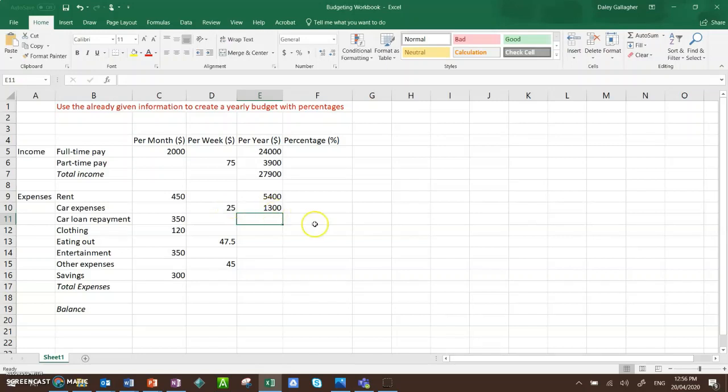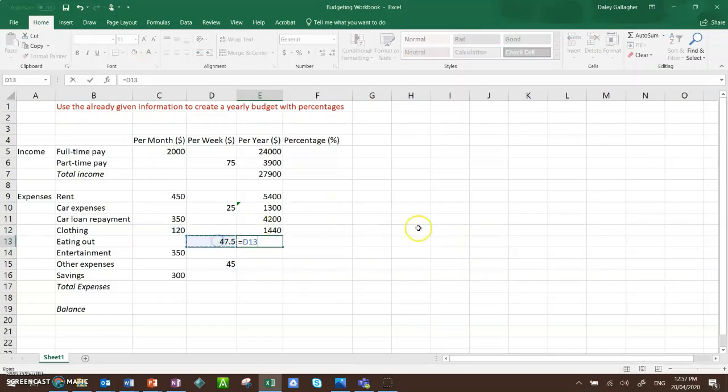So I pressed on the cell and multiplied it by 52 because 25 is a weekly and I needed a yearly. Now here I've got a car loan repayment and it's $350 and I'll multiply that by 12 because it's a monthly. My clothing is also monthly, so I press on that and I multiply by 12. My eating out is weekly, so I press on it and I multiply by 52. Oops, sorry. I need an asterisk for multiply and then I type 52 and press enter. Entertainment is monthly, so let's multiply that by 12. And my other expenses here are weekly, so let's multiply by 52.